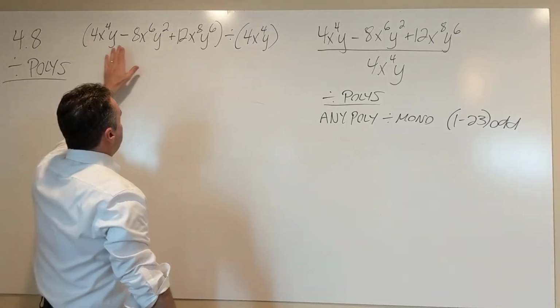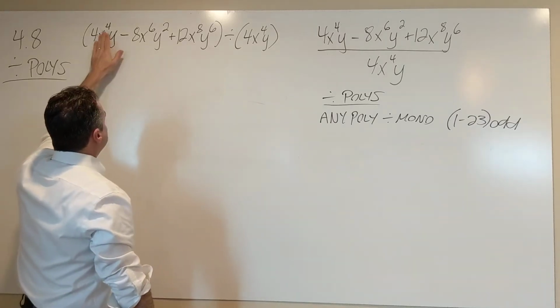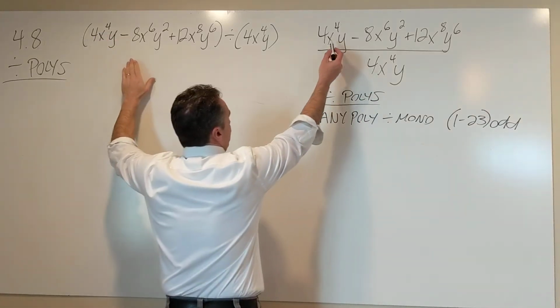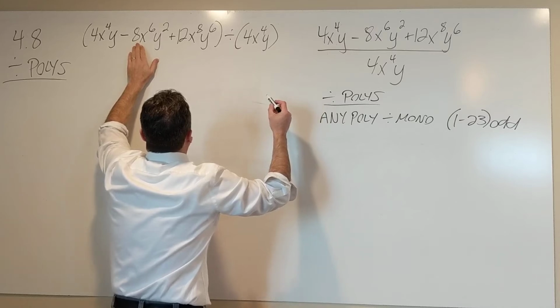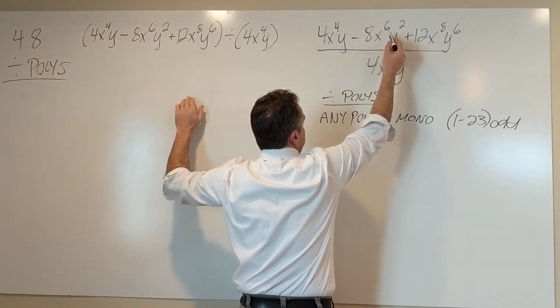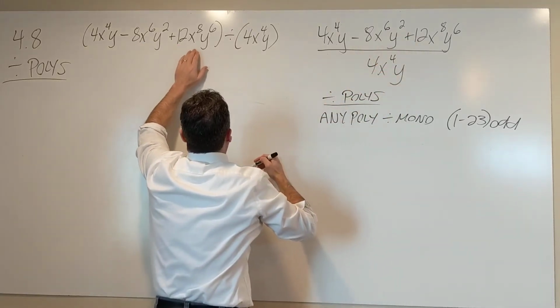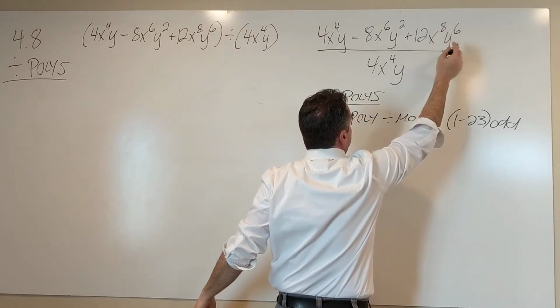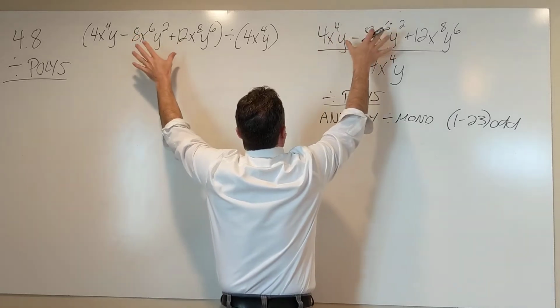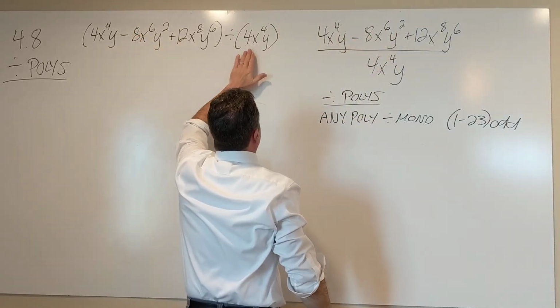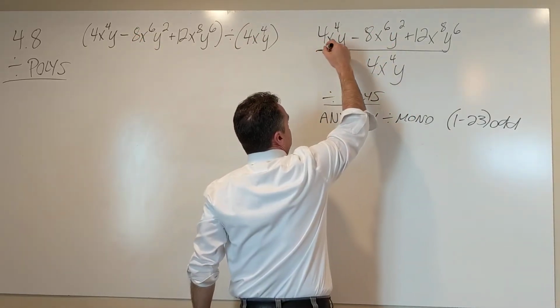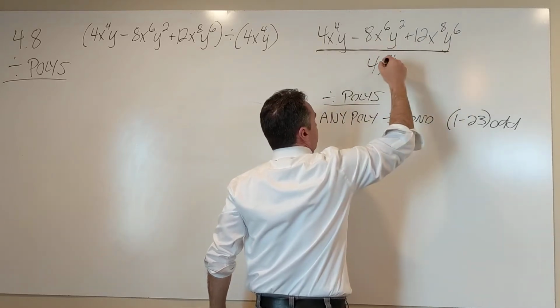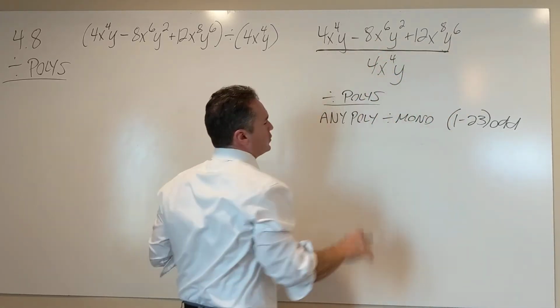You have a trinomial, three terms: 4x to the fourth y, minus 8x to the sixth y squared, plus 12x to the eighth y to the sixth. Those are the same trinomial divided by 4x to the fourth y. This is a big division bar, therefore divided by 4x to the fourth y. These two problems are the same.